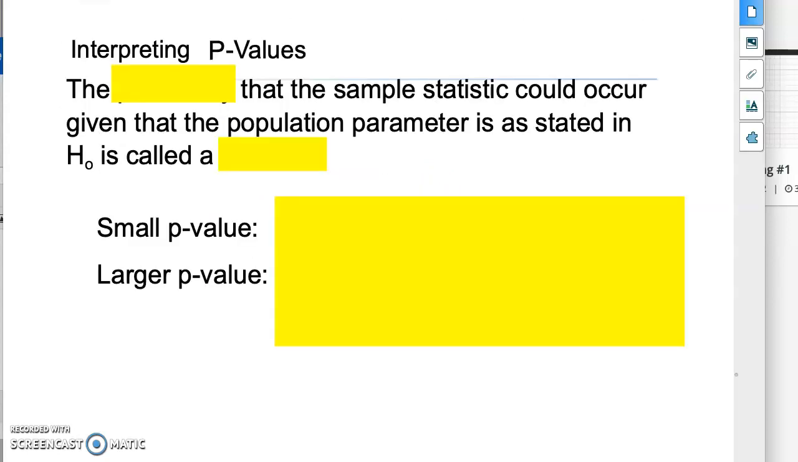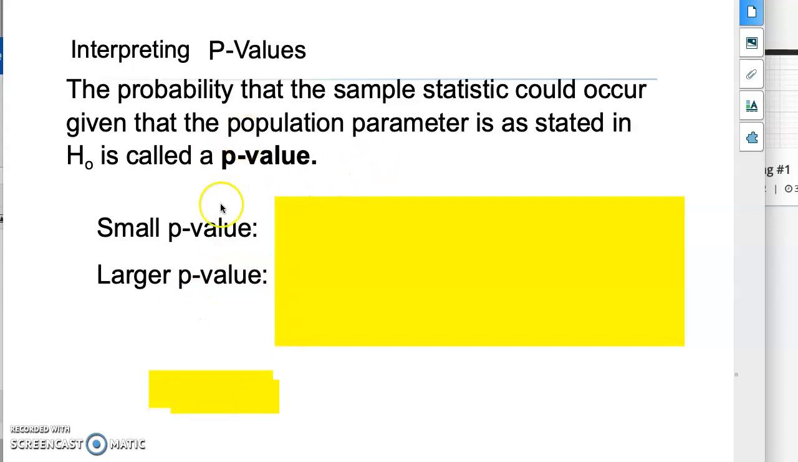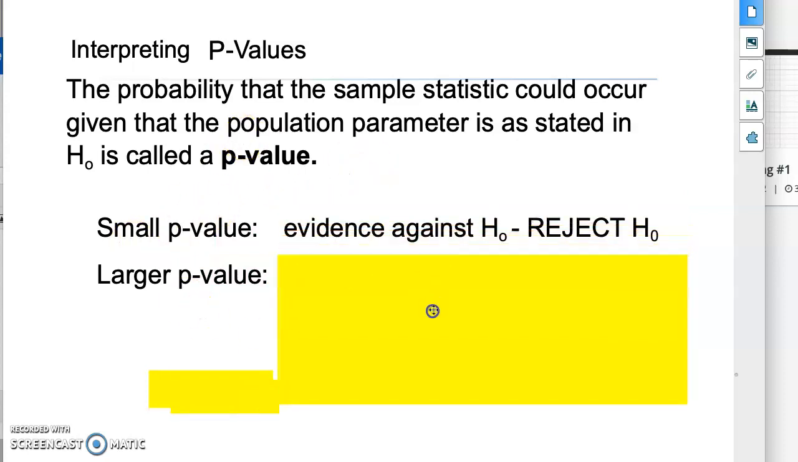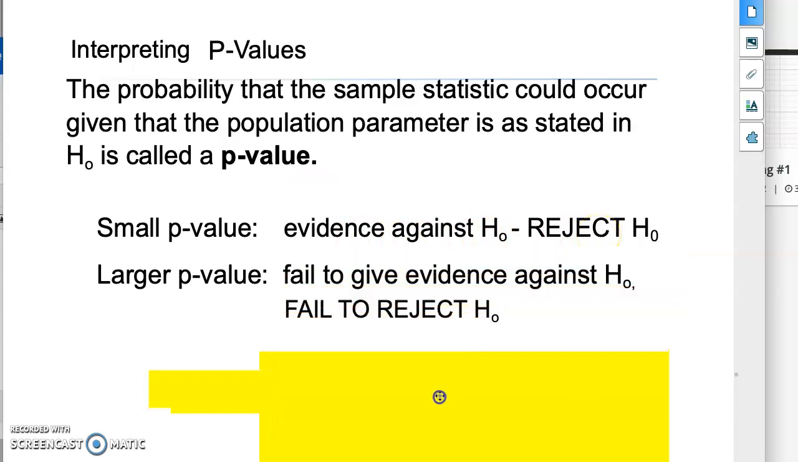And how do we interpret p-values? The probability that the sample statistic could occur given that the population parameter is as stated in H0. So in other words, the probability that we got the sample we got given that H0 is true is called the p-value. Smaller p-values are evidence against the null hypothesis. So if this probability is very low, then we say, well, maybe we're going to reject the null hypothesis.